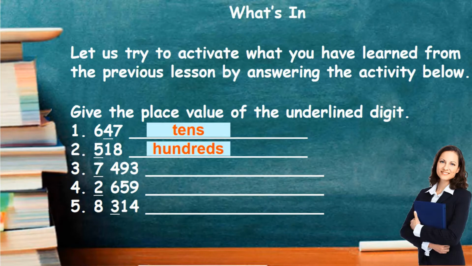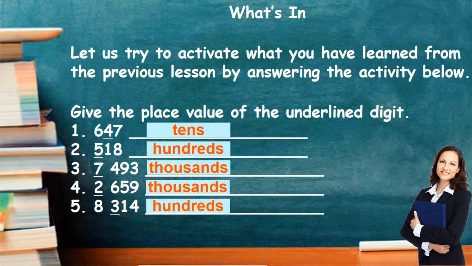Number 3. 7,493. The underlined digit is 7. The place value of 7 in 7,493 is thousands. Number 4. 2,659. The underlined digit is 2. The place value of 2 in 2,659 is thousands. Number 5. 8,314. The underlined digit is 3. The place value of 3 in 8,314 is hundreds.